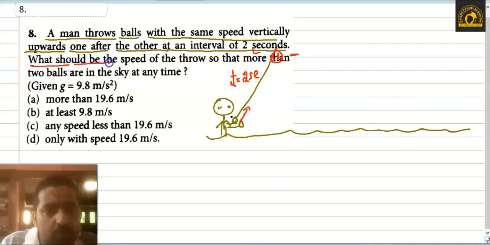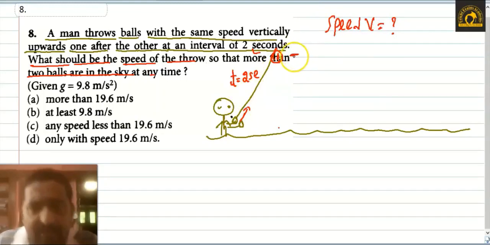So what should be the speed of the throw so that more than 2 balls are in the sky at a time? When the ball is thrown and drops again, the time interval between the 2 balls is 2 seconds. But the question is, what speed is required? The 2 balls are in the sky at the same time.